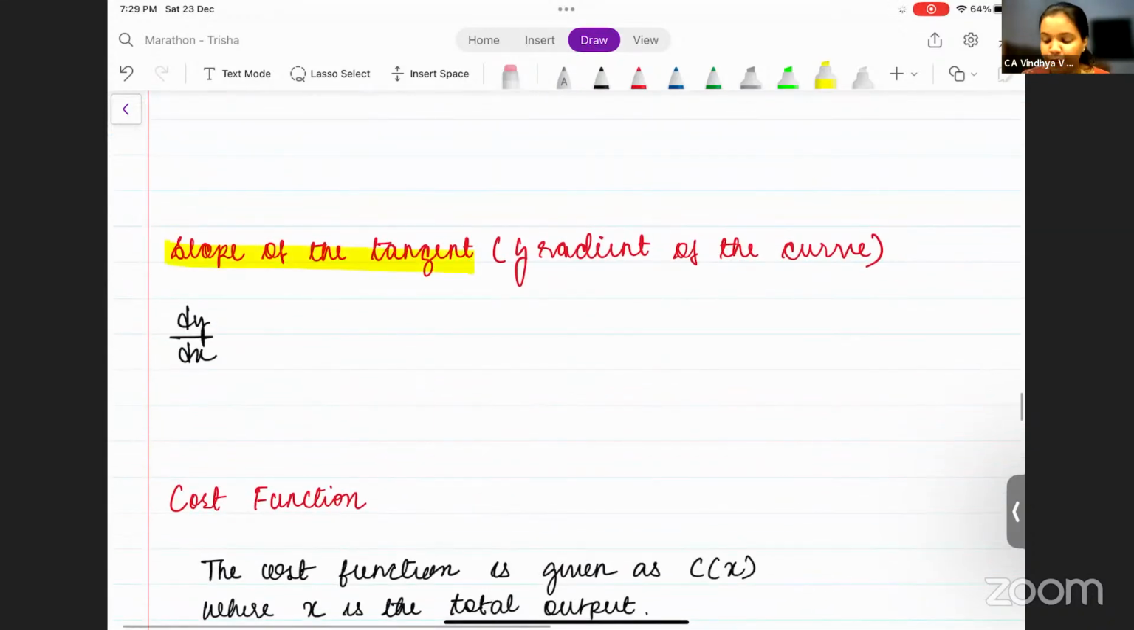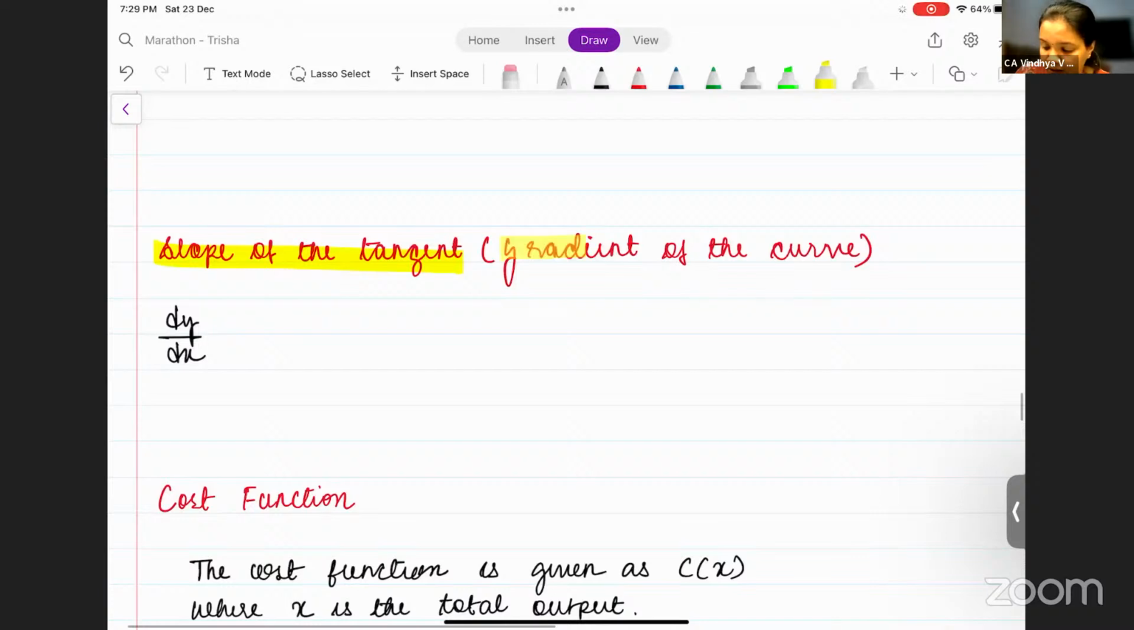Slope of the tangent to the curve, or gradient of the curve. So if they give you a function y equal to something, and they ask you the slope, you simply have to find dy by dx. That's it. Sometimes they'll give you the value of x. If they give you the value of x, you have to substitute it in dy by dx.